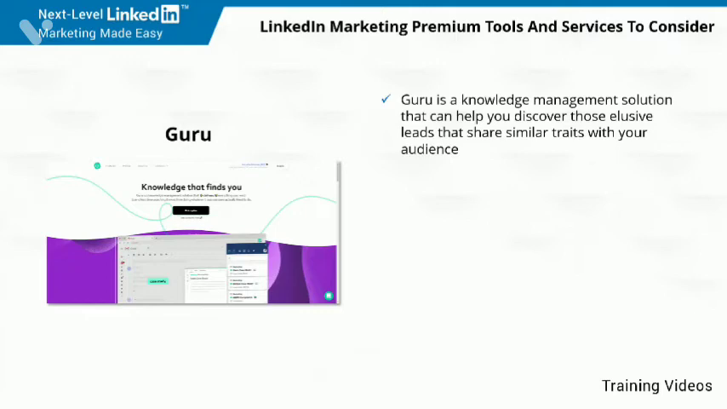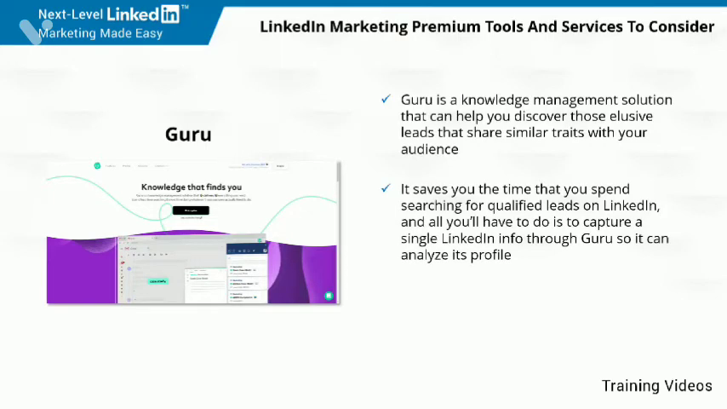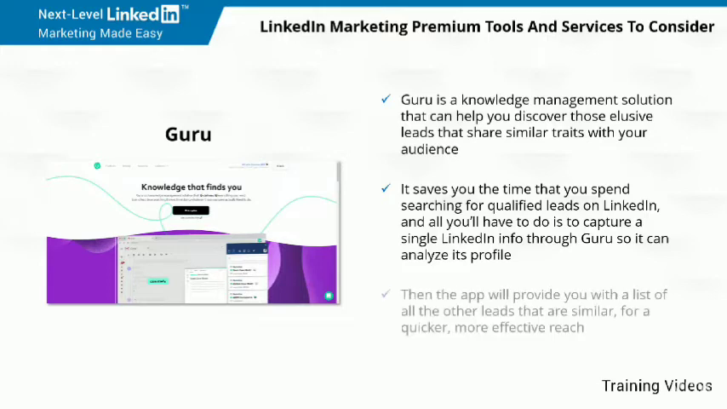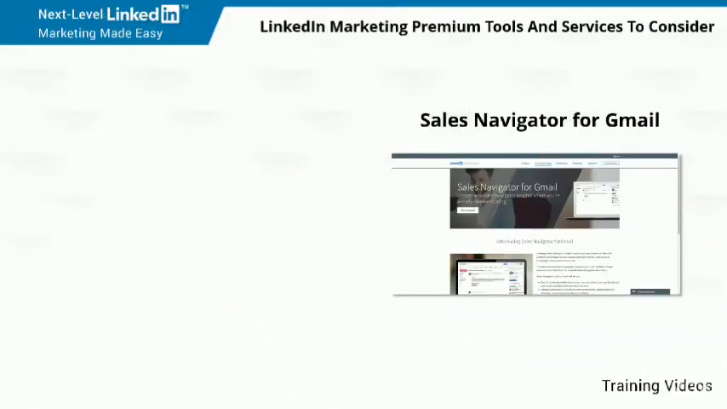Guru. Guru is a knowledge management solution that can help you discover those elusive leads that share similar traits with your audience. It saves you the time that you spend searching for qualified leads on LinkedIn, and all you have to do is to capture a single LinkedIn info through Guru so it can analyze its profile. Then the app will provide you with a list of all the other leads that are similar for a quicker, more effective reach.